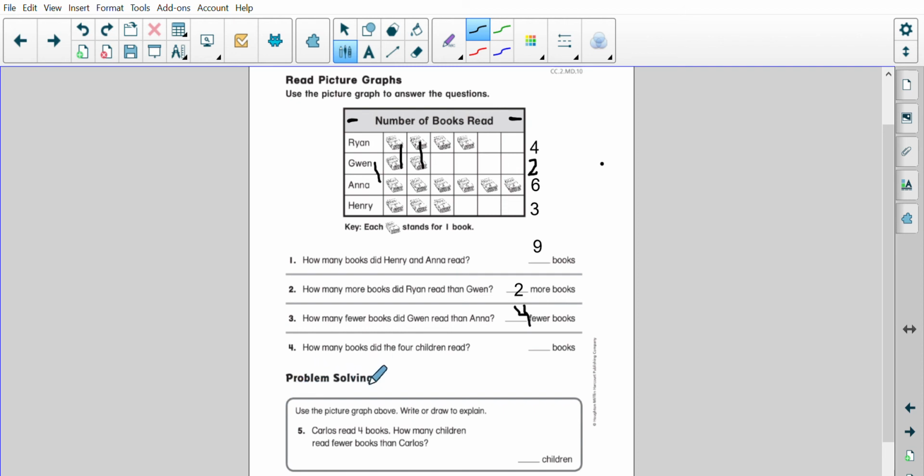How many books did the 4 children read? So that's great. That's a great question. That's again why I like to place our totals at the very end. Does anyone see a 10 there? I see a 10 right away. I looked and I saw 4 plus 6, which I know is 10. And then I know that 2 plus 3 is 5. And so we have 15 books read in total.